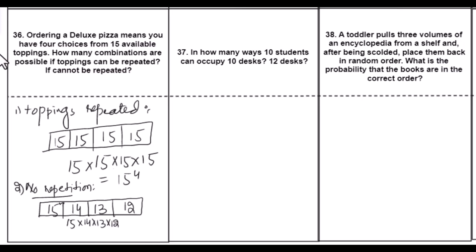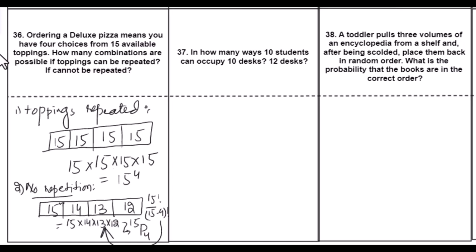Getting the product here, I will get the answer, or I can also use the concept of permutation, in which I have to use nPr, where n is 15 and r is 4. From it I will get 15 factorial divided by (15 minus 4) factorial, and I will again get the same number here. So that is the solution where the toppings cannot be repeated. Okay, so that is the solution of problem 36.